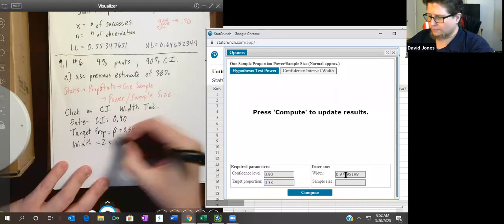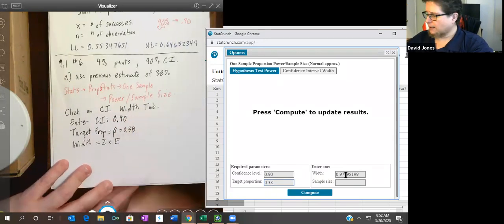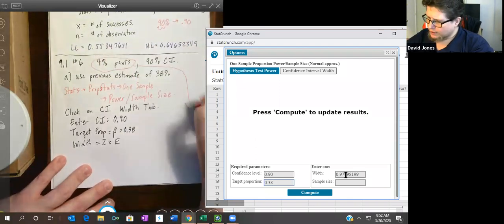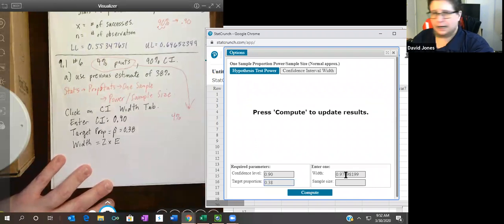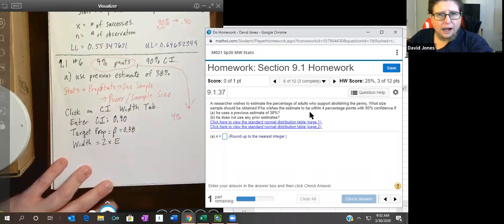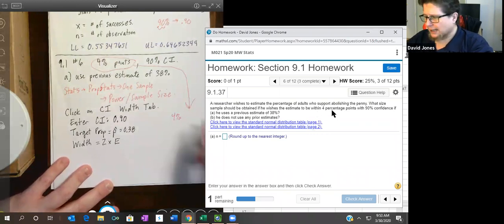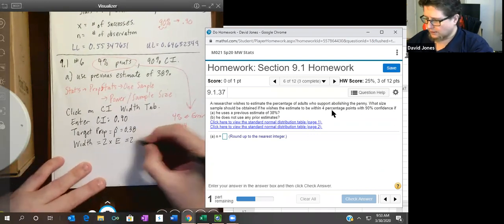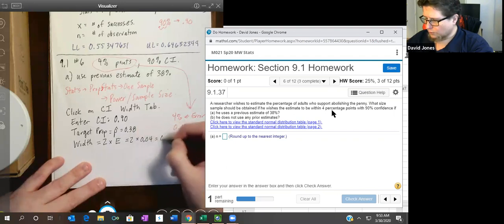The width is 2 times the margin of error. That 4%, how did they word it exactly? Estimate needs to be within 4 percentage points. Within 4 percentage points means they can go 4% either way. This is our margin of error. So the width, that's 0.04. The width is 2 times that, is 0.08.